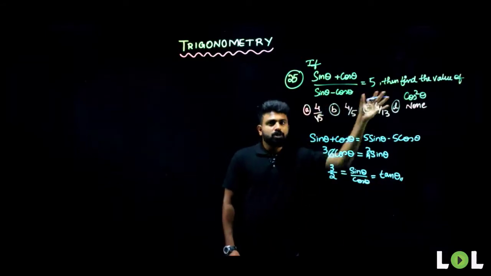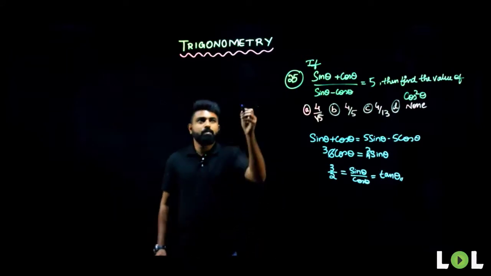So now how do we find cos square theta? Very simple. Let me draw a diagram like we did in the previous question here.